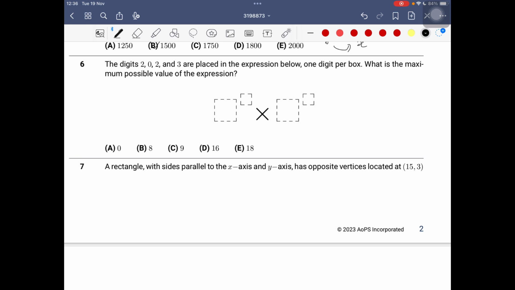2023 placed in the expression below. Maximum possible value of the expression. So we'd better make it as large as possible. So the largest number could be 3 to the power of 2 and 2 to the power of 0. So in that case, this is 9. But let's say 2 to the power of 2 times 3 to the power of 0. No. Because of 0, actually, we cannot avoid 0 or 1. So other than that, we can make the largest number on the other side. So I think this can be the largest.